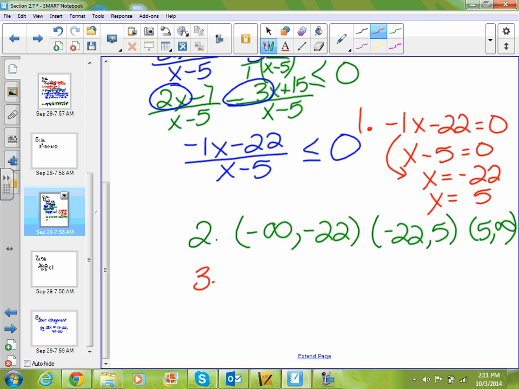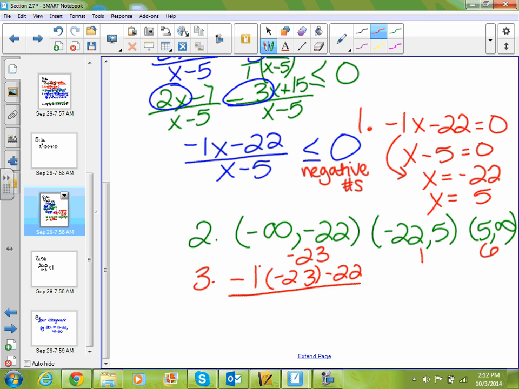So since we're looking at less than 0, we're looking at negative numbers. What are some numbers in between negative infinity and negative 22? Negative 23. Okay, what about in between negative 22 and 5? 1. In between 5 and infinity? 6. Perfect. So those are going to be the numbers we're going to test. So if I plug them into this simplified equation, I get negative 1 times negative 23 minus 22, all divided by negative 23 minus 5.